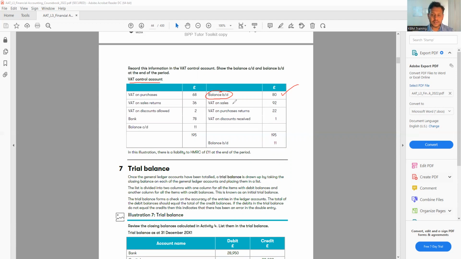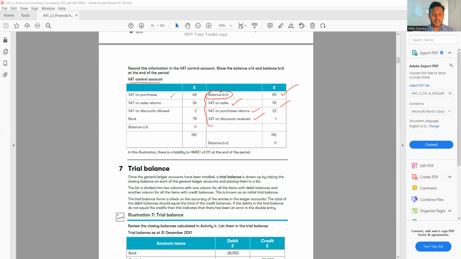Then if we make a sale, you have to pay the VAT, so liability will go up. And if there's a purchase return, that means if I buy something and I claim the VAT, but if I return that, I have to pay the VAT back. So I have to pay the VAT to increase my liability. Then discount received. If I receive the discount from my supplier, I cannot claim the VAT on that. So it will come as well. These four things normally come to the credit side.